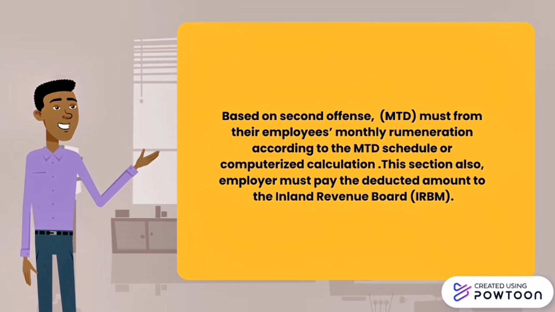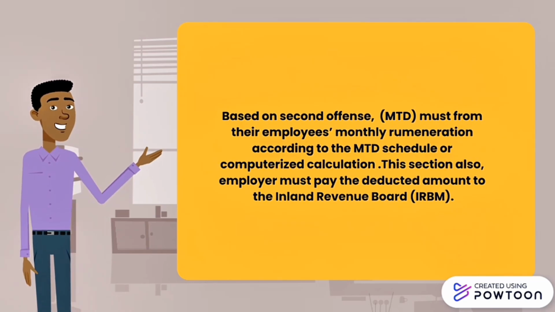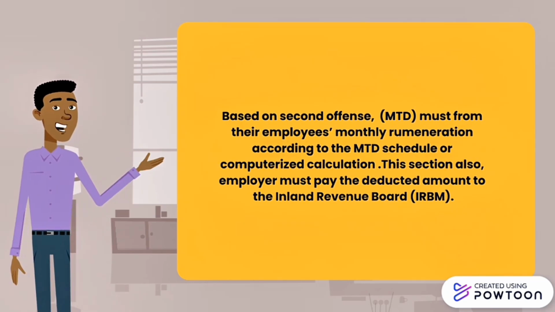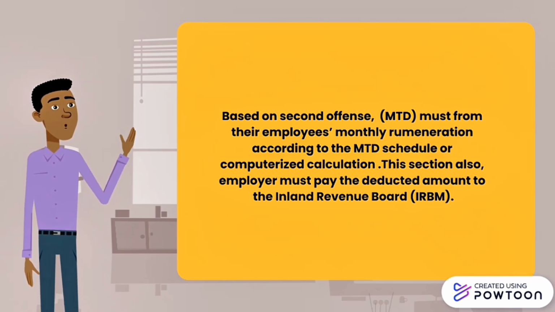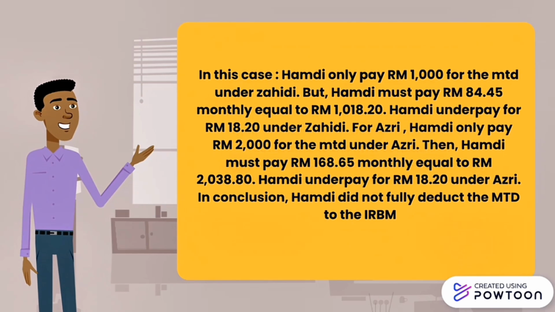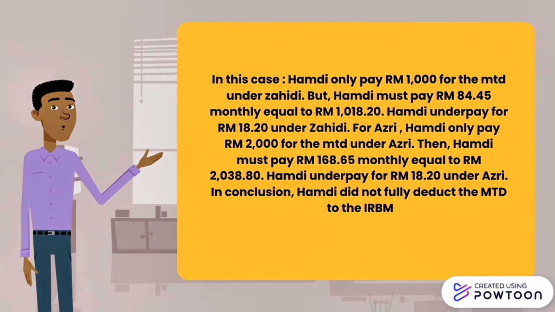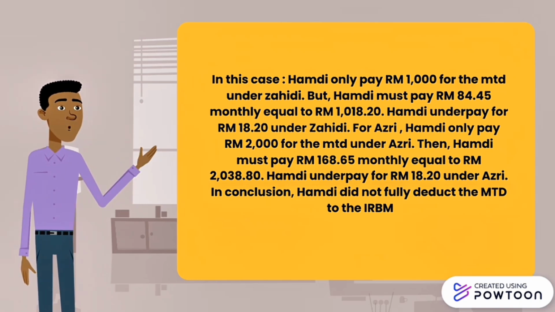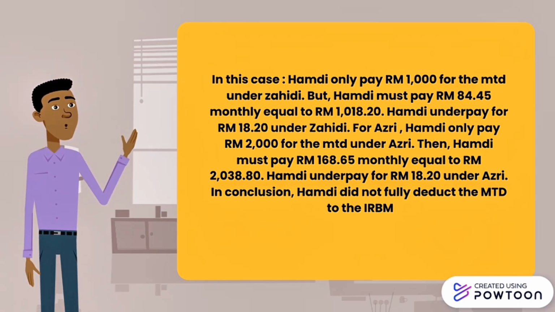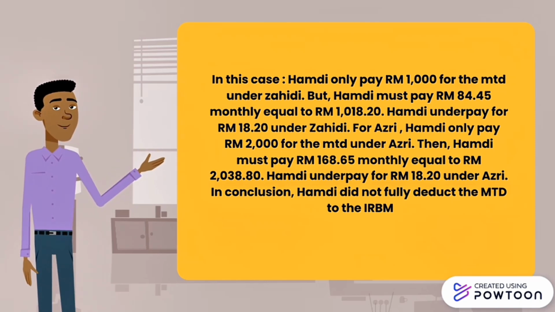Based on the second offence, MTD must be deducted from their employees' monthly remuneration according to the MTD schedule or computerized calculation. Under this section also, the employer must pay the deducted amount to the Inland Revenue Board of Malaysia. In this case, Hamdi only paid RM 1,000 for the MTD under Zahidi, but Hamdi must pay RM 84.45 monthly, equal to RM 1,018.20. Hamdi underpaid RM 80.20 under Zahidi.